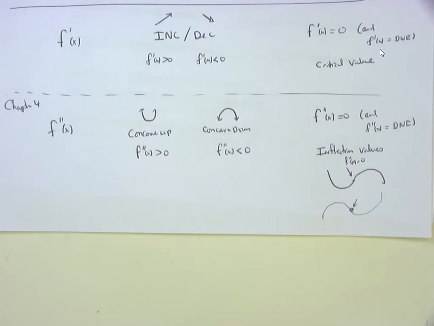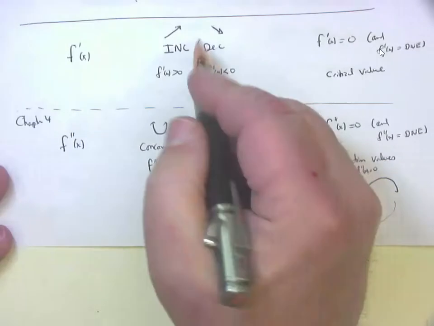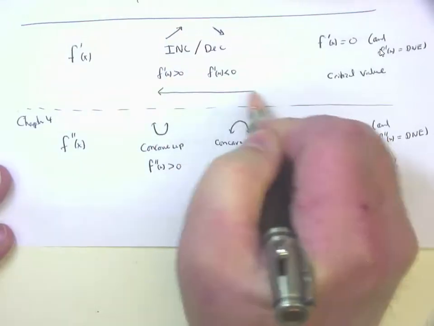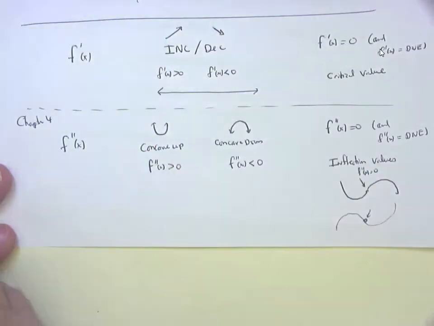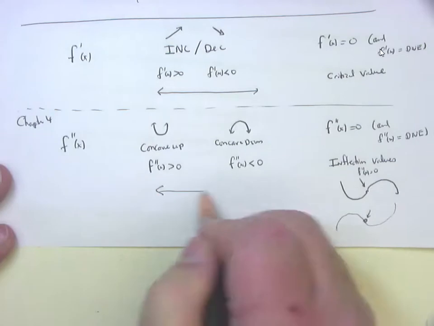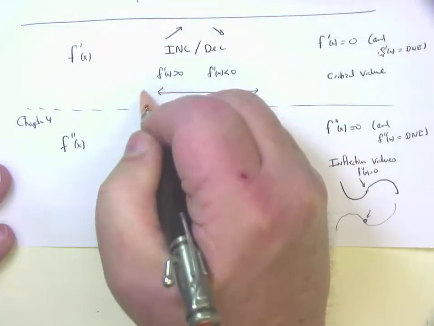Okay? But the key word here is we're going to be looking for intervals of increase and decrease and intervals of concavity. And when you hear the word intervals, what were you supposed to do? Draw a number line. When I asked for intervals of increase and decrease, you drew a number line. When I asked for intervals of concavity, you are going to draw a number line. Increase and decrease was a number line for the first derivative.